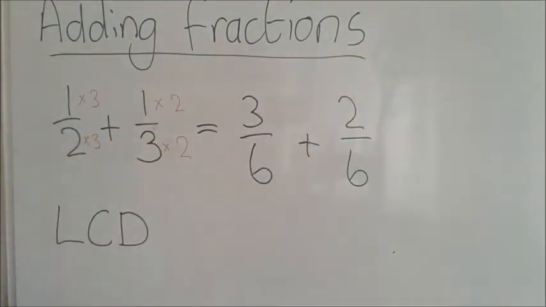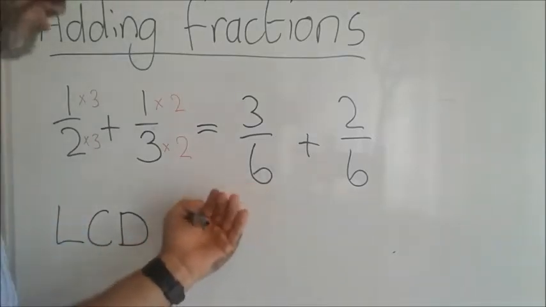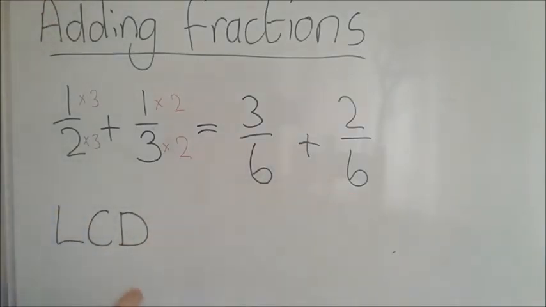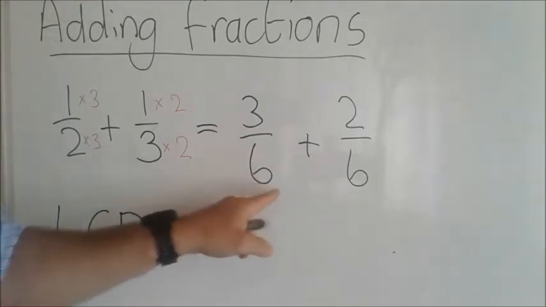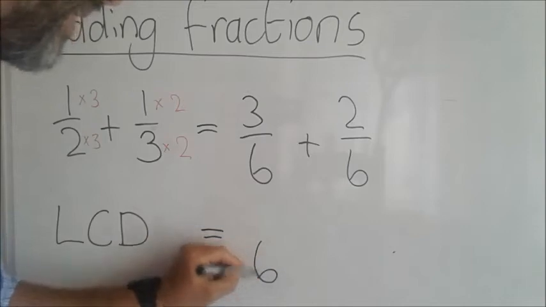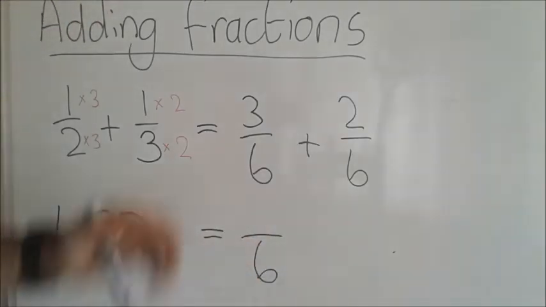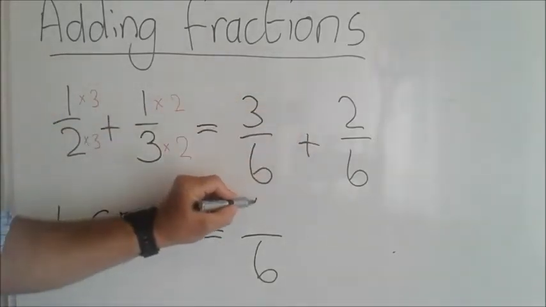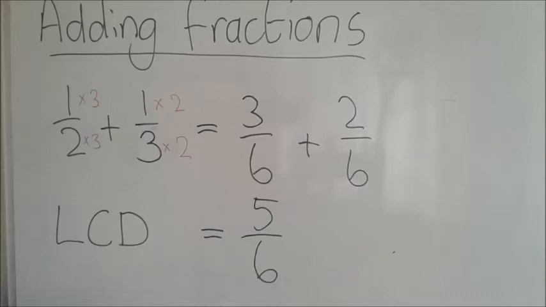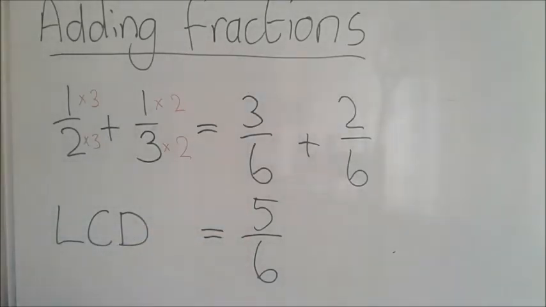Now you can add it, because now you've got the same denominator. Your denominator is 6. So I've got denominators that are the same, I can add them up easily. I don't add up the 6's, because remember, that's just the name of the fraction, the denomination. But I do add up my numerators. 3 plus 2 gives me 5. My answer is 5 over 6.